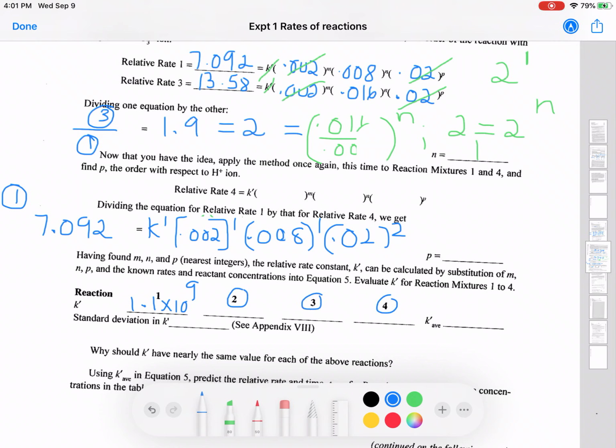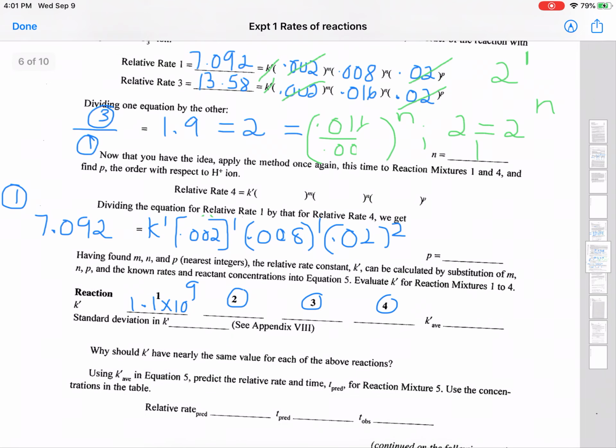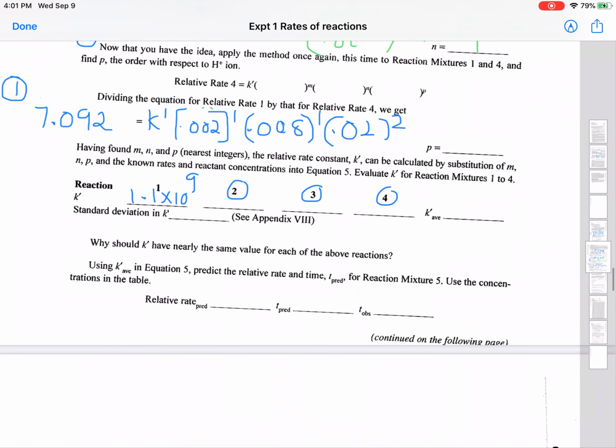Again, for the second one, your relative rate is going to be 14.49, and then the iodide concentration would be 0.002, bromate 0.008. No, for the relative rate 2, iodide would be 0.004. See, I told you to look it up. 0.004, bromate 0.008, H plus 0.02. So you find what K prime is. You do it for the second, third, and fourth, and then find the average. You know how to find the average: you add them all together and then divide by 4.